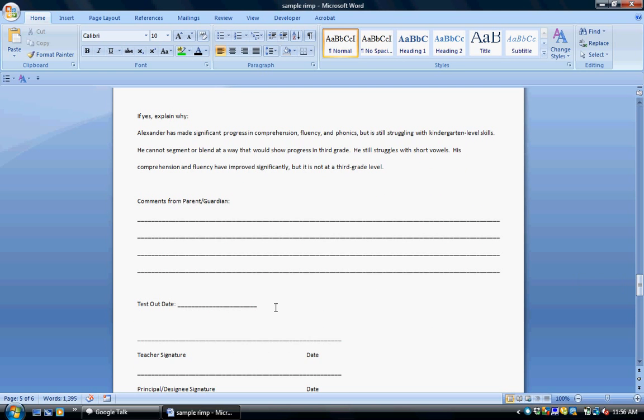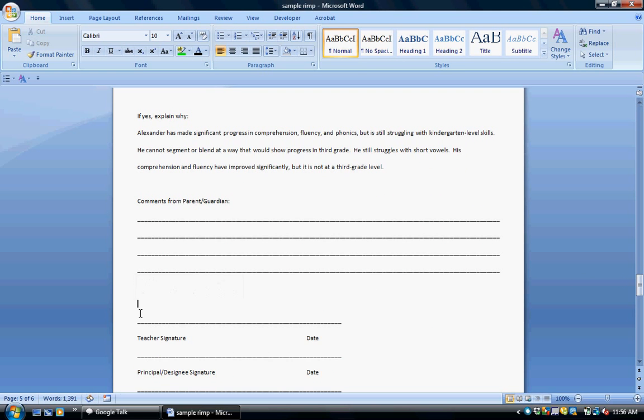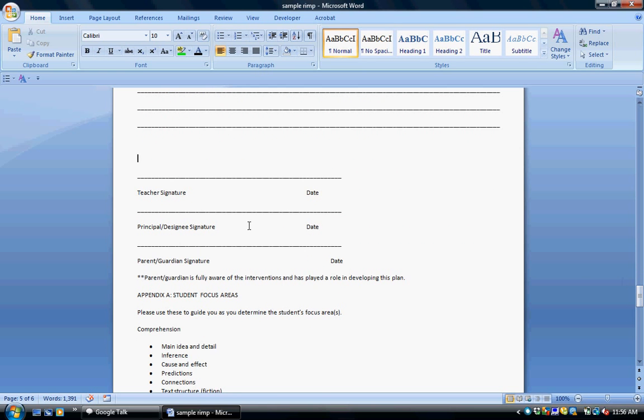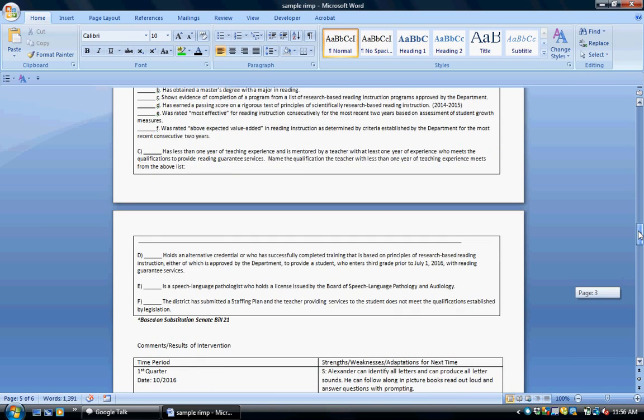There is no test out date, but you need to sign it. Either myself or Mr. Franklin needs to sign this right where it says principal or designee, and the parent needs to sign it. So that is how you make a RIMP.